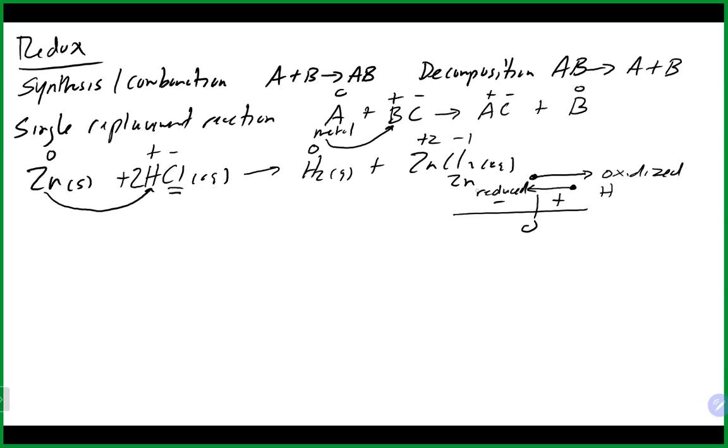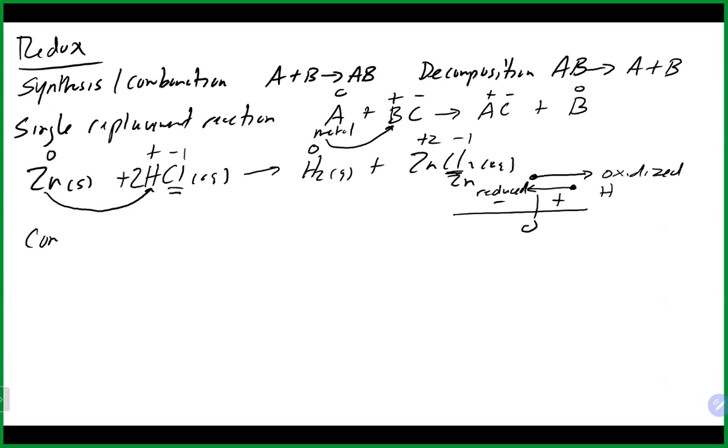Chloride is -1, and on this side it is -1. Nothing's happening with the chloride. It is a spectator ion. That's basically what it is. Speaking of spectator ions in terms of double displacement reactions, but we'll get there in just a second.